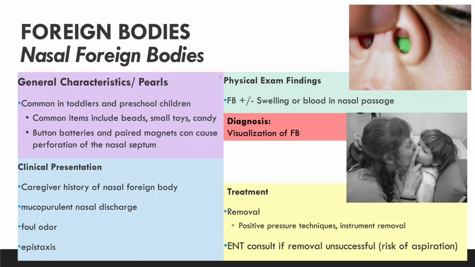So on exam, we're looking for the foreign body, or we're looking for swelling of the naris in the internal nasal passage, and sometimes there's blood present. Sometimes it can be so swollen that you can't see the foreign body. I actually had a case one time where a little boy was hanging out with his grandma, and they had those little fidget spinners that light up. And the grandma found the little boy with the fidget spinner, and she could not find both the batteries, the little button batteries that went in there.